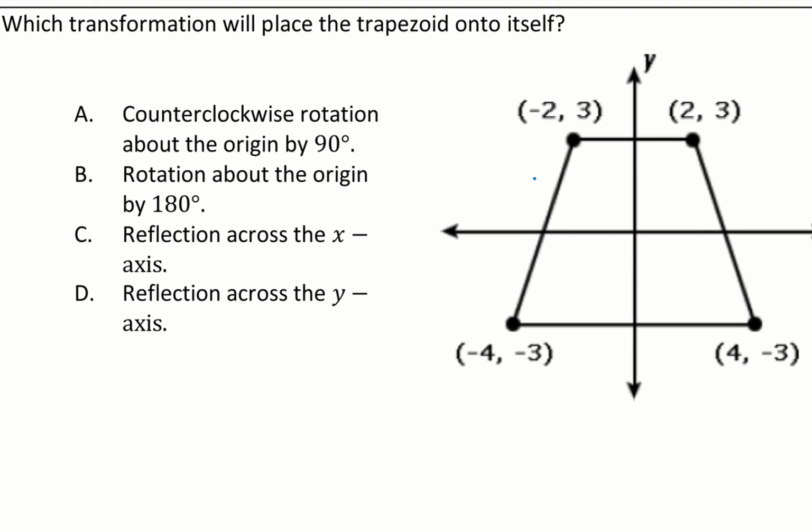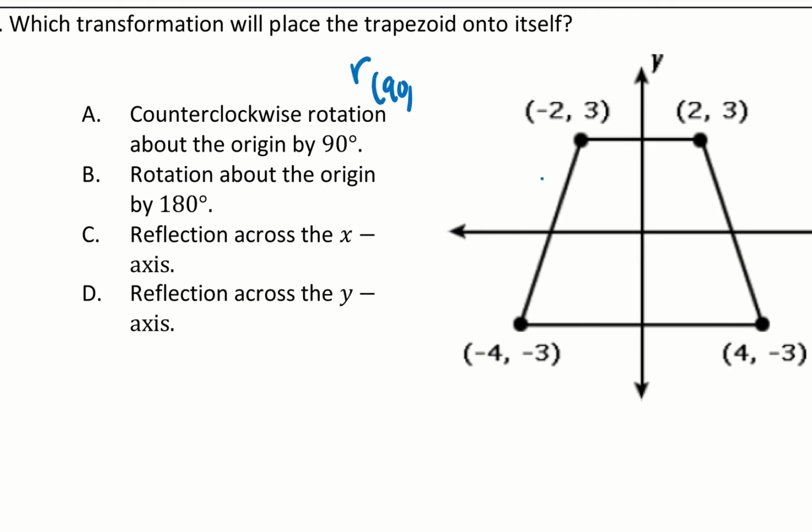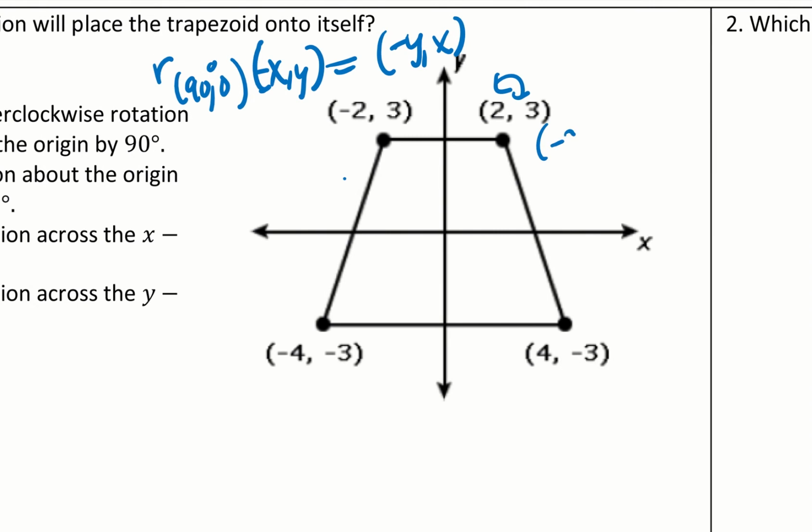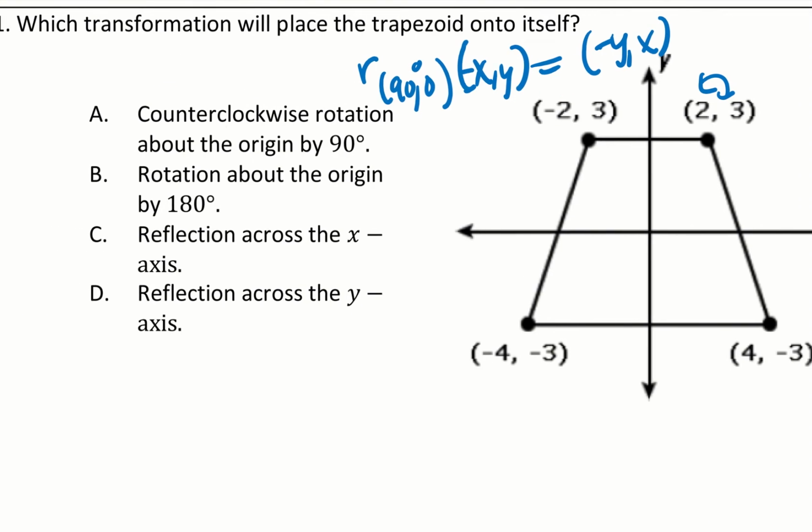You can also use the rule. Remember, the rule for 90 degrees about the origin is you take (x, y) and it becomes (negative y, x). So if I did this and swapped them, I get (negative 3, 2). So I would actually be over here, basically what I was saying earlier. Okay, so that's false. Not true.